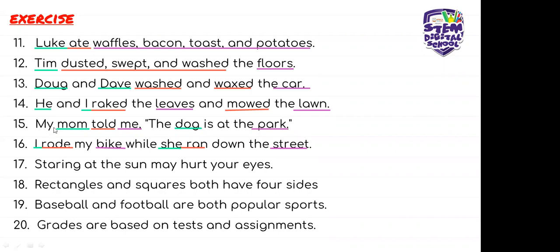Okay. And then you'll see number 15 also. My mom, which is the subject. So that is the one that says who or what performs the action. My mom performs this action. Okay, so my mom performs the action of told. Whoever or whatever, that is me. The dog is at the park. Okay.